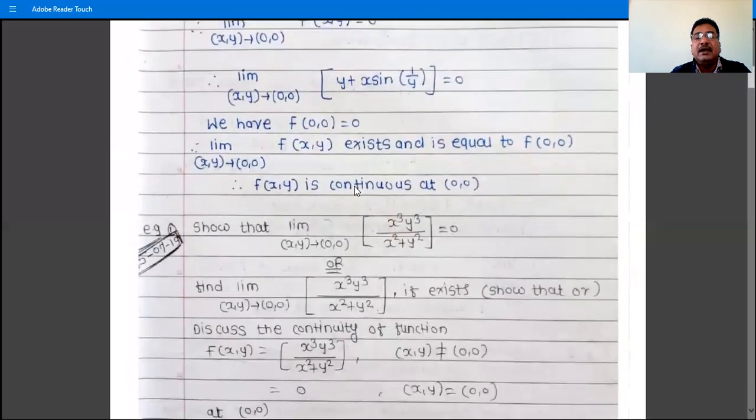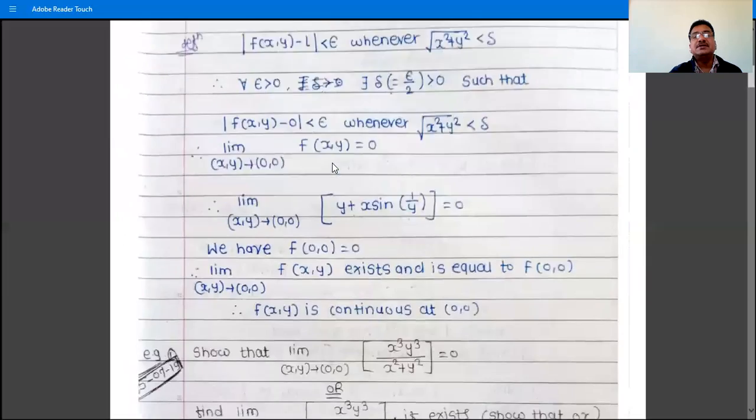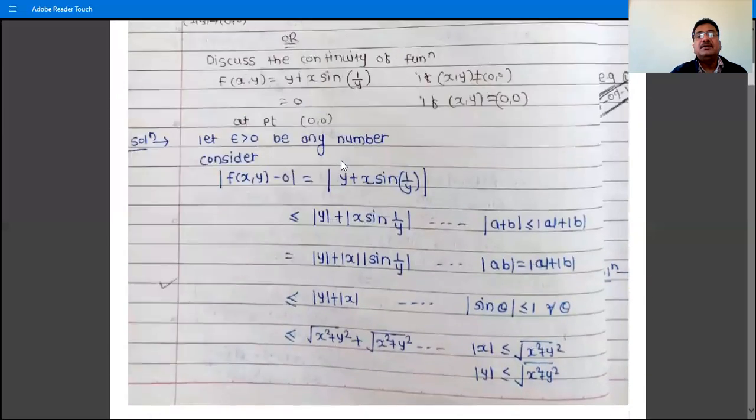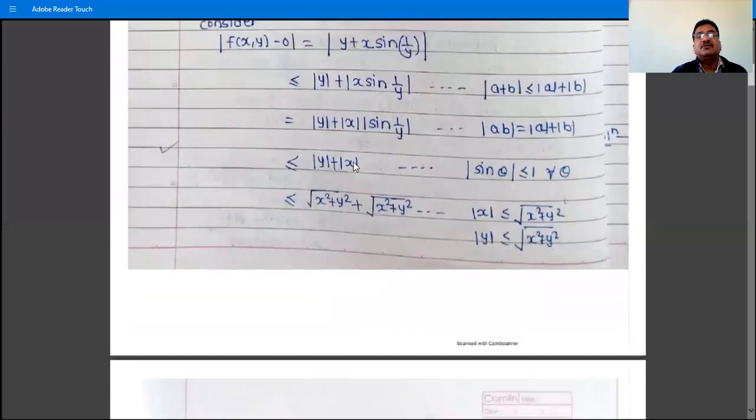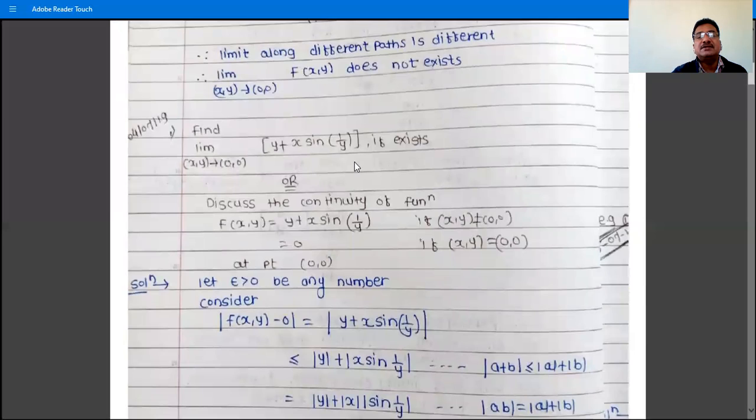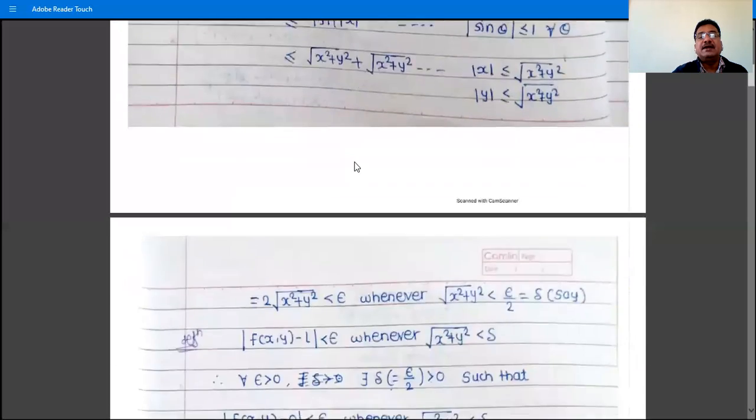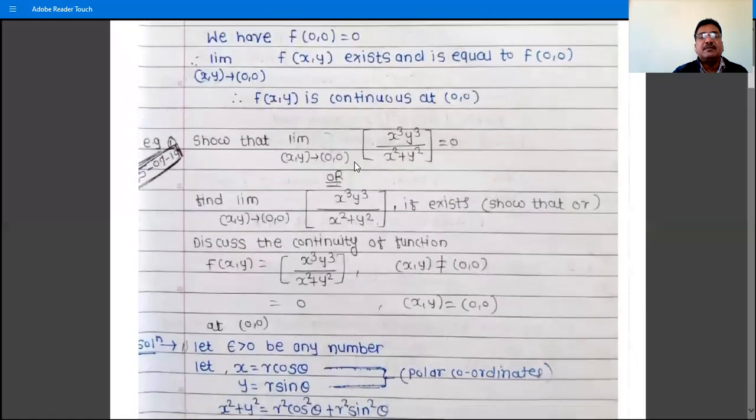And therefore we have that the limit of f(x,y) as (x,y) tends to (0,0) exists and is equal to f(0,0), and therefore the function is continuous at (0,0). Okay, so this is the problem of limit existence. So how can we show the limit exists? By using the epsilon delta definition. This is the epsilon delta definition.